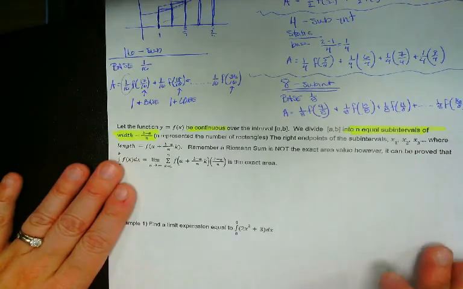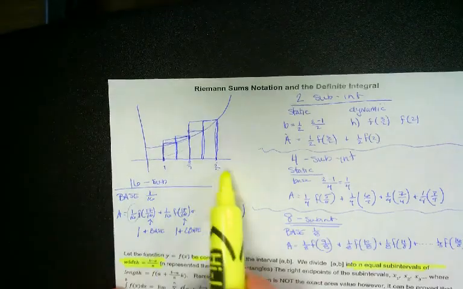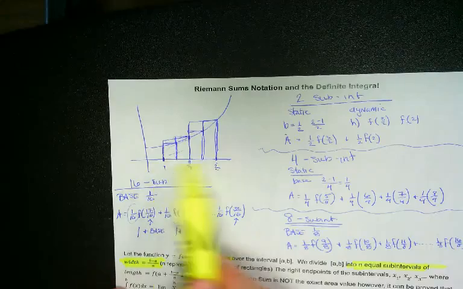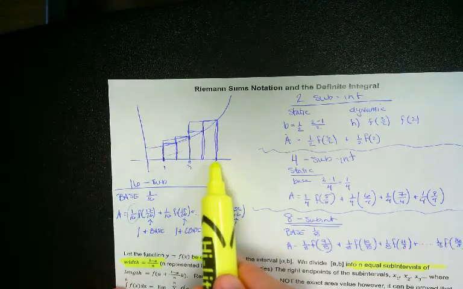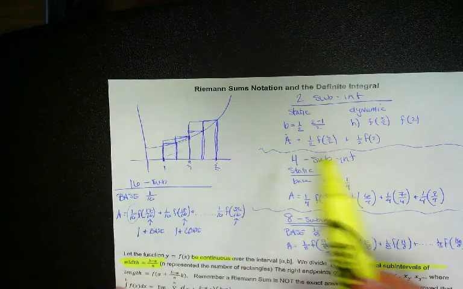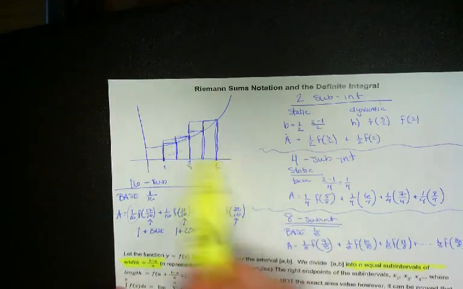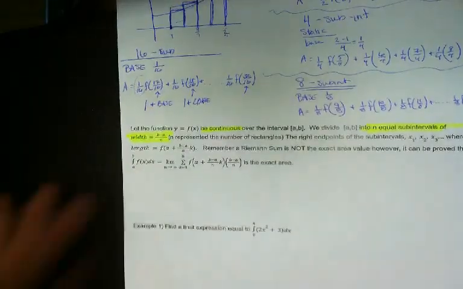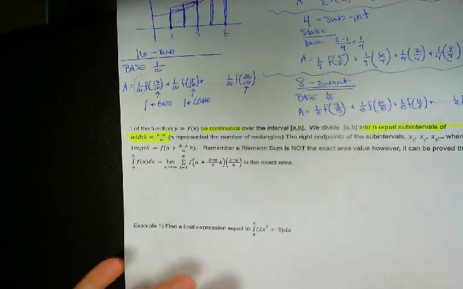Okay, now I think that's pretty easy to do. I'm going to go back here. The b minus a was 2 minus 1, so that was 1. If I had 2 subintervals, we took 2 minus 1 and divided it by 2. If we had 4 subintervals, we said 2 minus 1 divided by 4. 8 subintervals, 2 minus 1 divided by 8. So that's pretty simple for the base, and again, that's the static part.